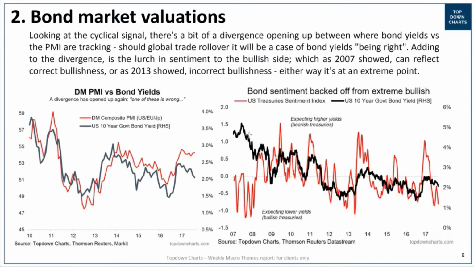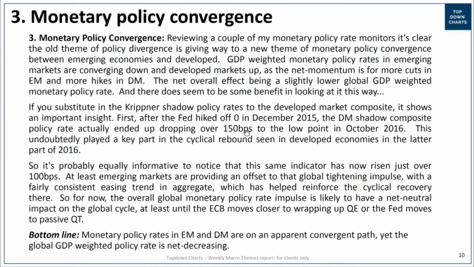And what we're going to be looking at, as I said, is this one here, monetary policy convergence. The bottom line is monetary policy rates in emerging markets, EM, and developed markets, DM, are on an apparent convergent path. Yet the global GDP weighted policy rate is net decreasing. So what do we mean by this?